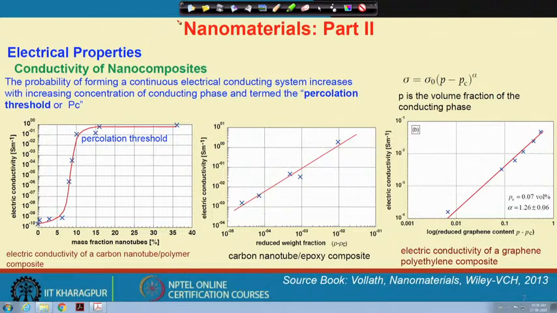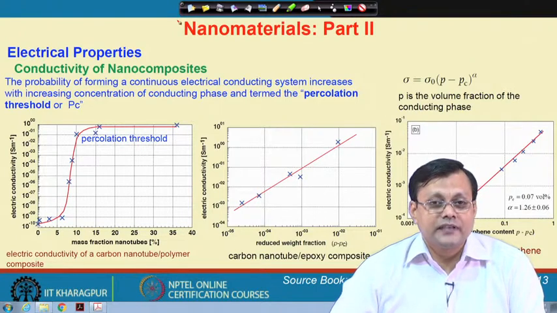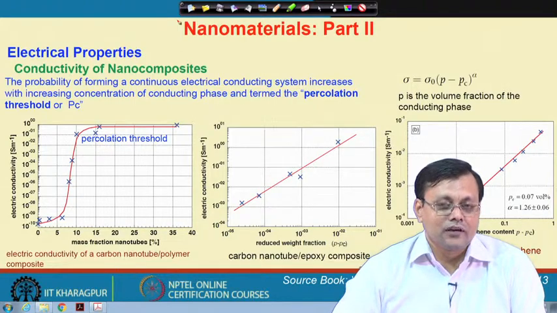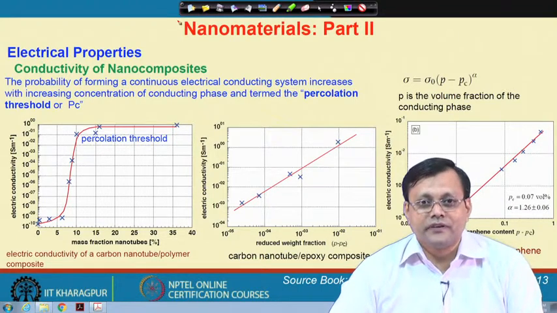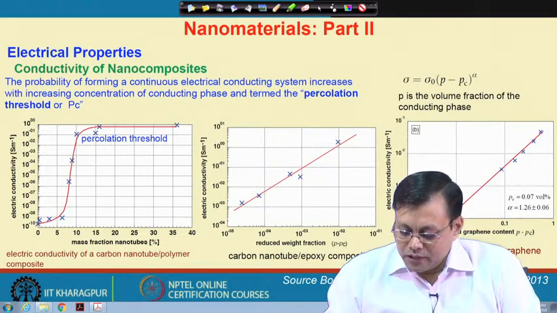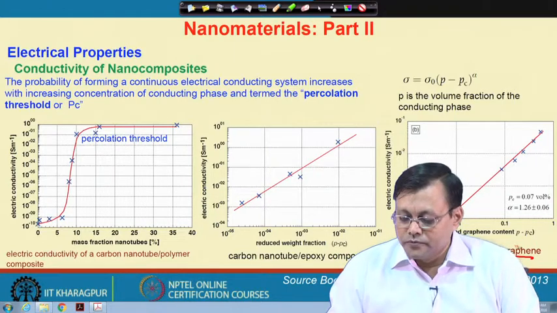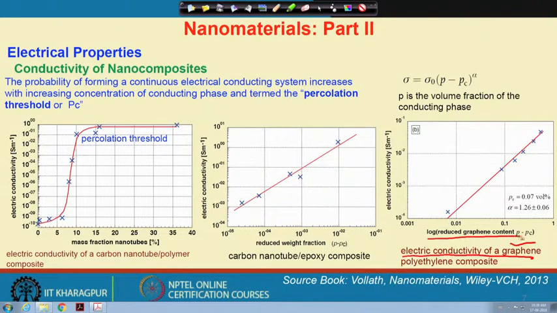So we understood that a percolation threshold or a critical concentration of the second phase nanoparticle is needed in order to enhance this electrical conductivity, and beyond that the whole composite acts as a continuous phase. Now, electrical conductivity has also been observed by adding some graphene. So, here again the reduced graphene content means P minus Pc, which is the critical one, in a polyethylene composite, and once again here you can see such kind of linear behavior when you plot in a log scale.